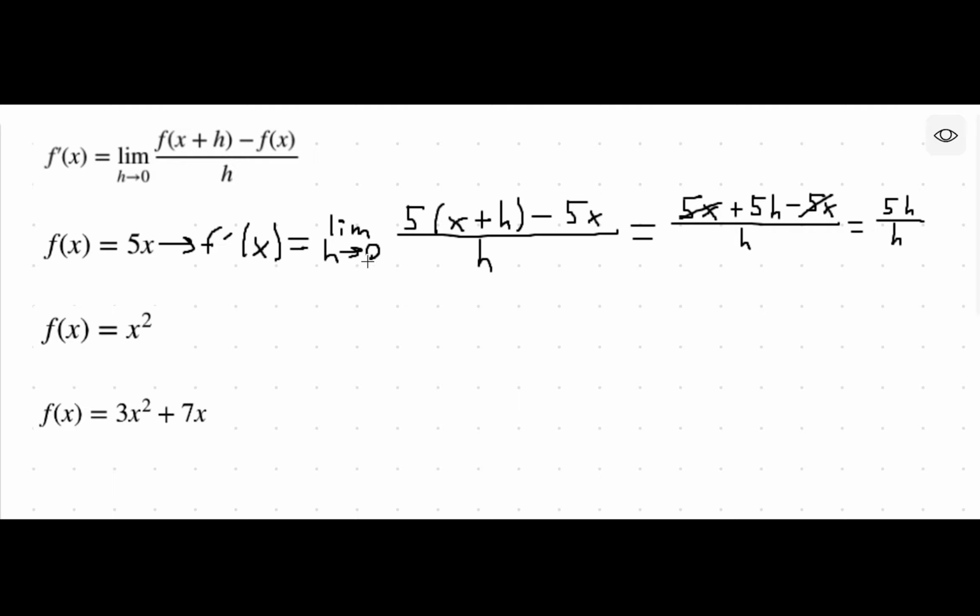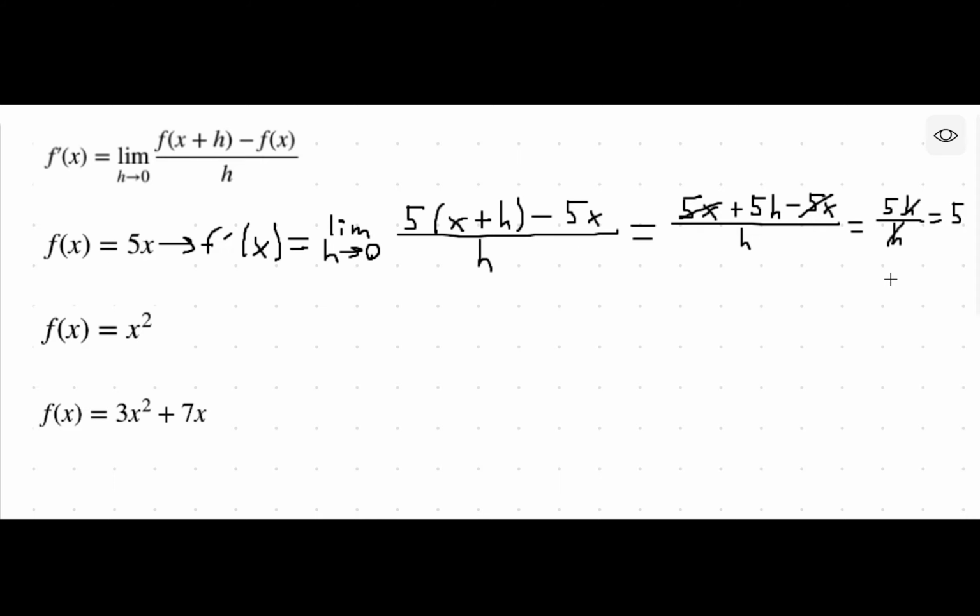This limit as h goes to 0 means that we have to plug in h equals 0 once we have this simplified. If we plug in h equals 0 now, we're going to get 0 over 0, which is what we don't want because we don't know what the solution is to that. So what we can do now is cancel out the h's. If we cancel out the h's, we get 5. So the derivative of 5x is going to be equal to 5.